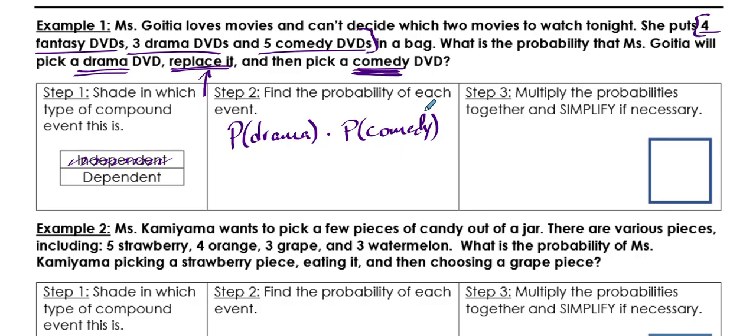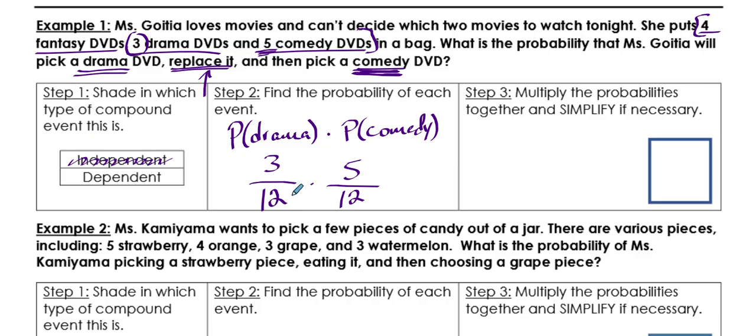The chance that we get a drama is 3 out of the total. 3 plus 5 is 8, plus 4, like I said before, that's 12, so it's 3 out of 12. Times the chance that we get a comedy. We took out a drama, we put it right back in. We still have all 3 of these, so we still have 12 altogether. And we still have all of our 5 comedies. So we're going to multiply these together.